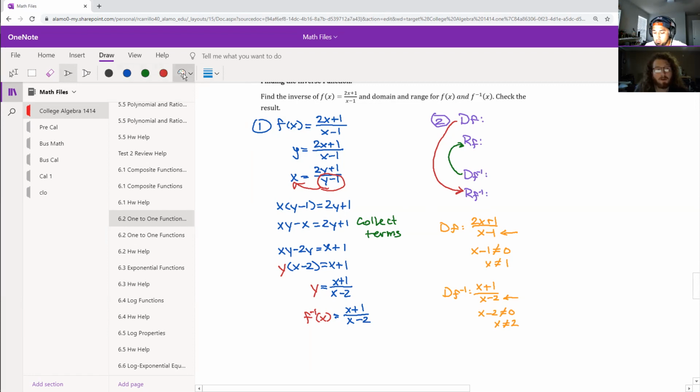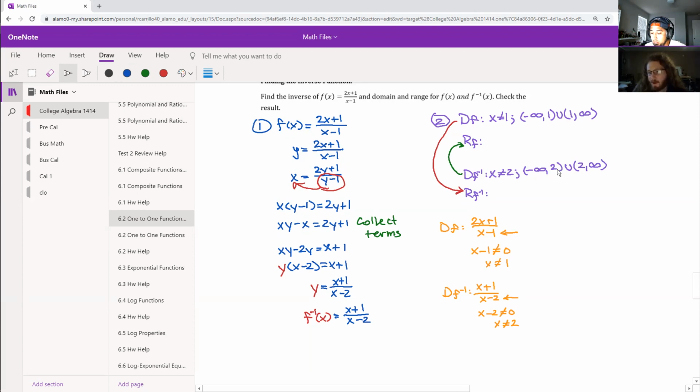So come back up here real quick. My domain of f is x cannot equal 1, or you could write this as negative infinity to 1 union 1 to infinity. Our domain of f inverse is x cannot equal 2, which is negative infinity to 2 union 2 to infinity.